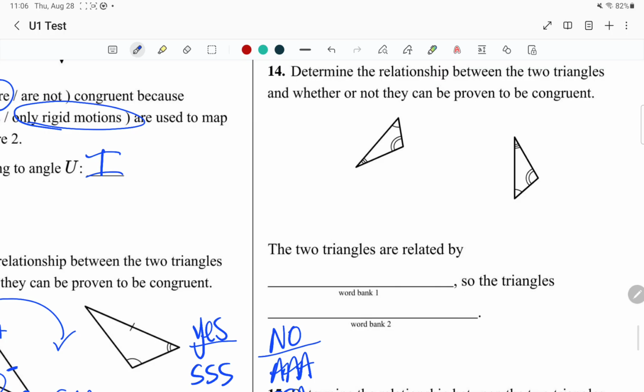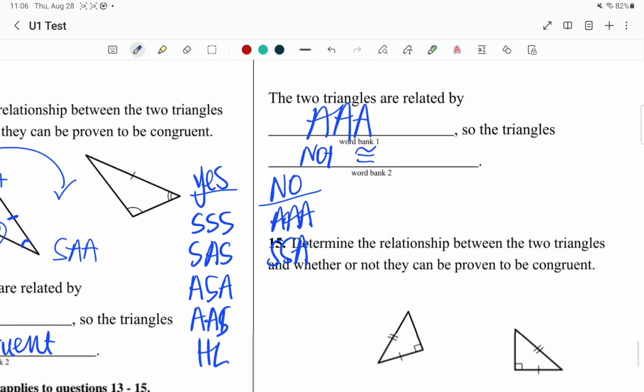Determine the relationship between the two triangles. Okay, I see 3 corners. So the two triangles are related by angle, angle, angle. The triangles are not congruent. I mean, we can't prove it. They could be congruent, but with just the angles known, we don't know for sure.